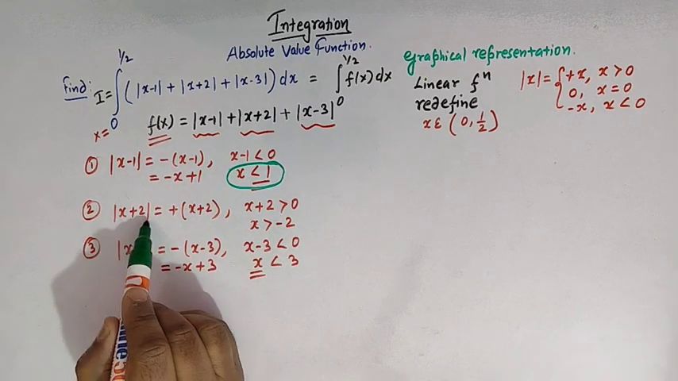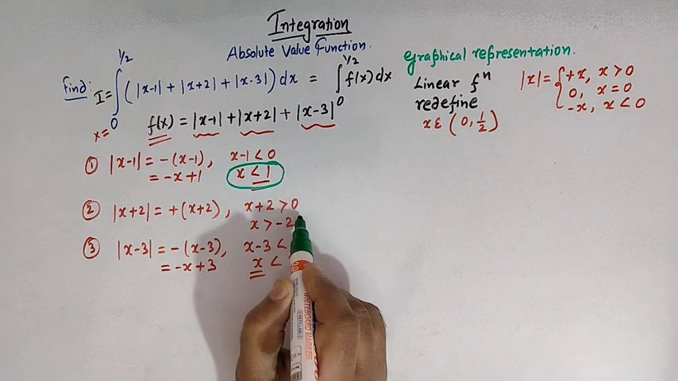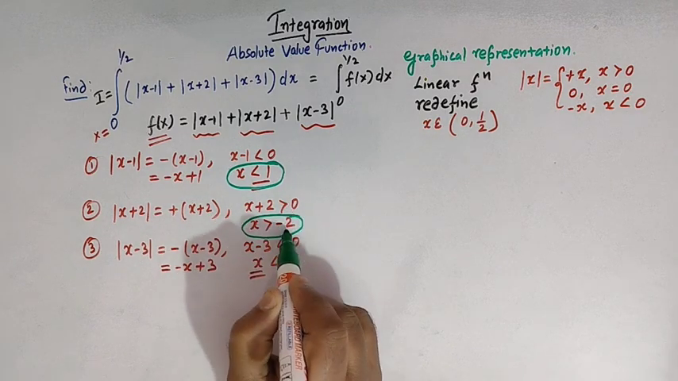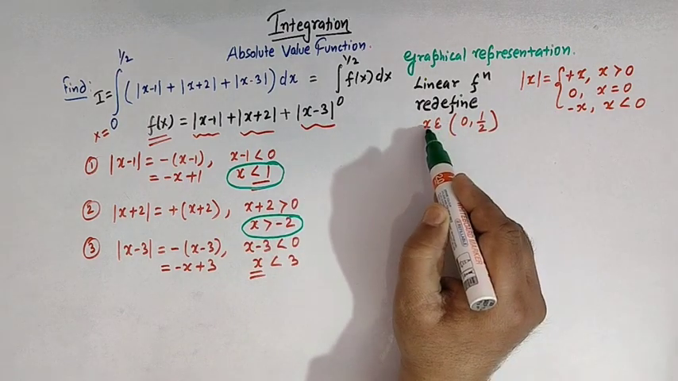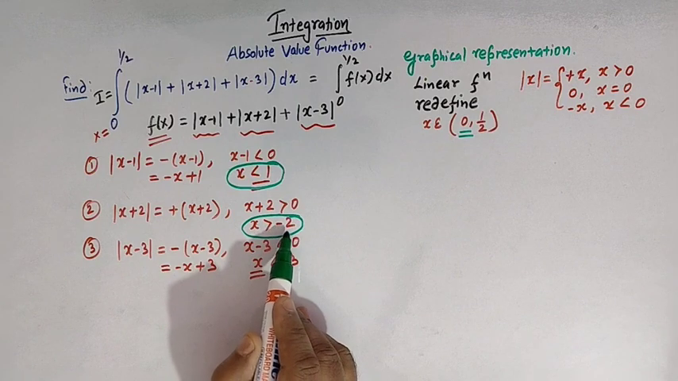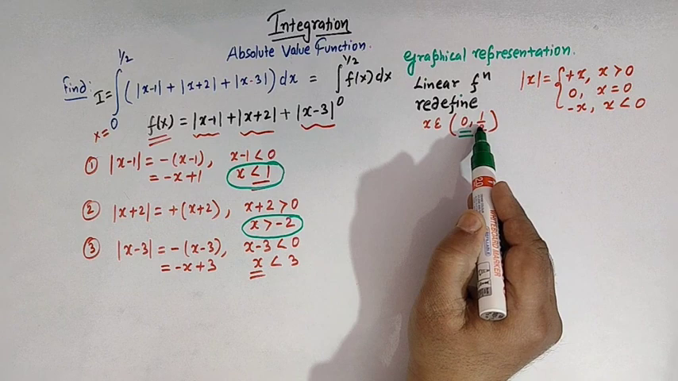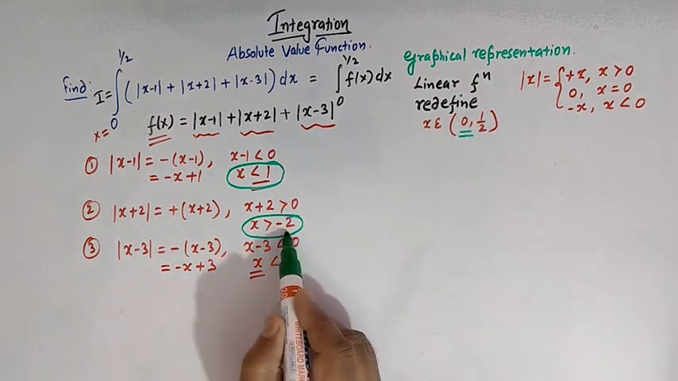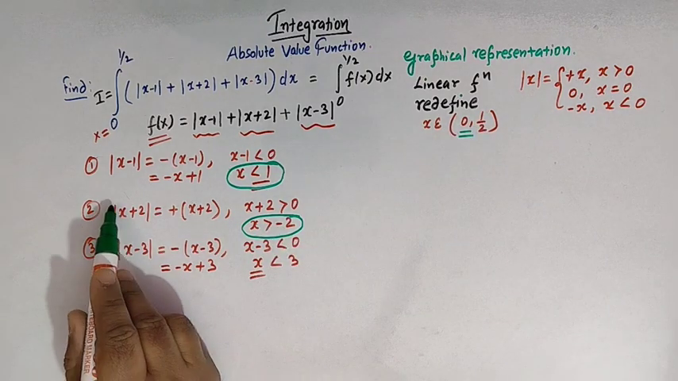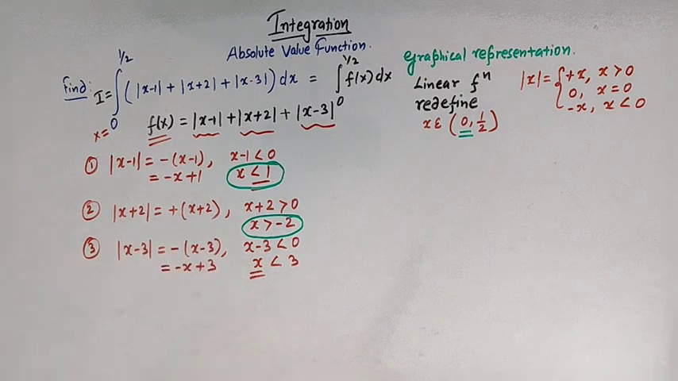Similarly, here mod of x plus 2 is equal to plus x plus 2 whenever x is greater than minus 2. So all the values of x which belong to this interval are greater than minus 2, right? Because here we have all the positive values, and all positive values are greater than minus 2. That's why we have written mod of x plus 2 is equal to positive of x plus 2, right?